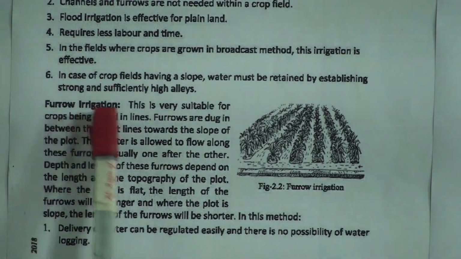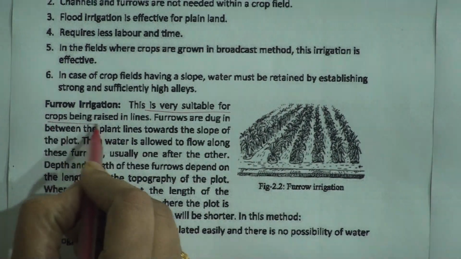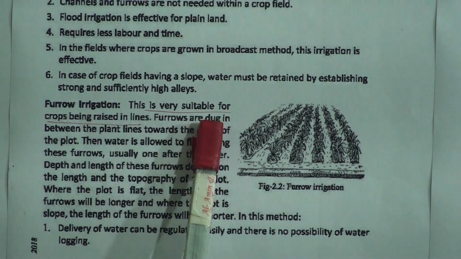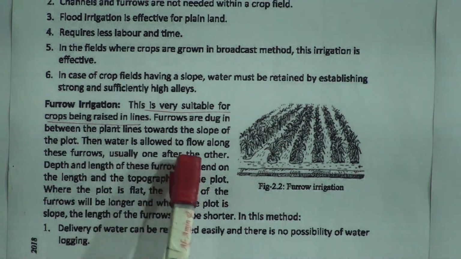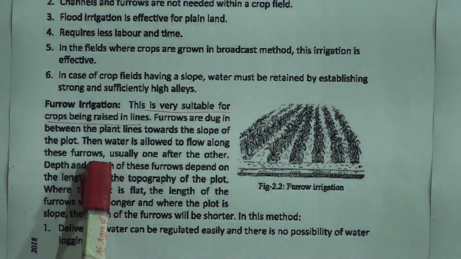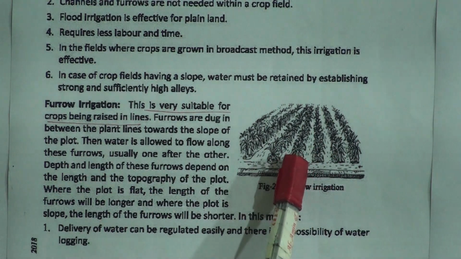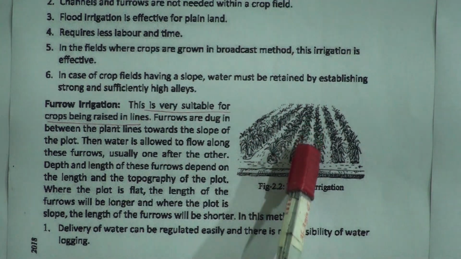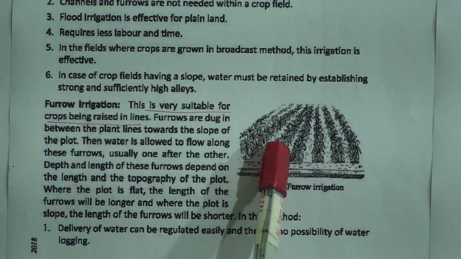Okay, then comes furrow irrigation. This is very suitable for crops being raised in lines. So which one is very suitable? The furrow irrigation is very suitable for crops being raised in lines. Furrows are dug in between the plant lines towards the slope of the plot. Then water is allowed to flow along these furrows, usually one after the other. Can you see in the picture that these are the lines of the seeds or the plants, and in between them there are some little channels, that is the furrows. These are the furrows from where the water is going.